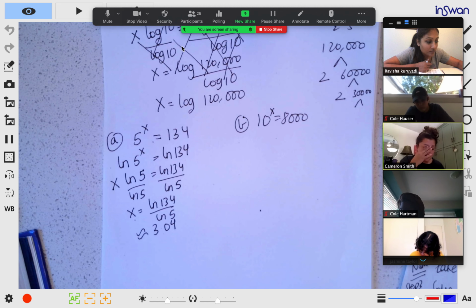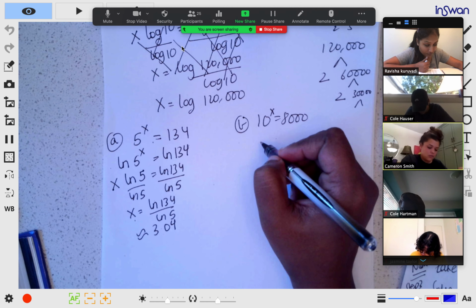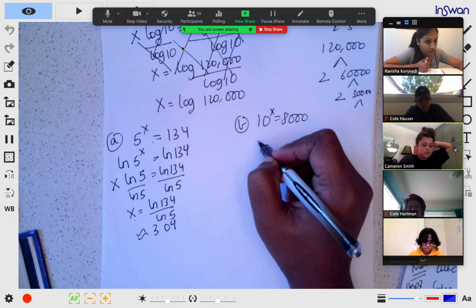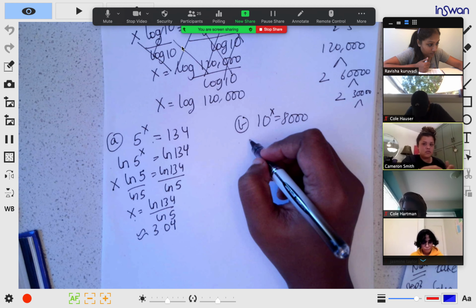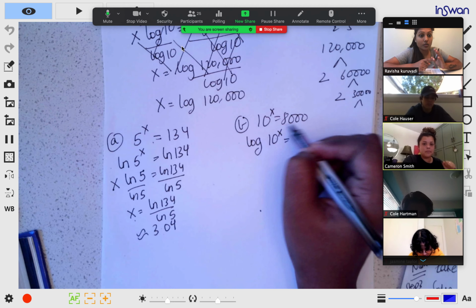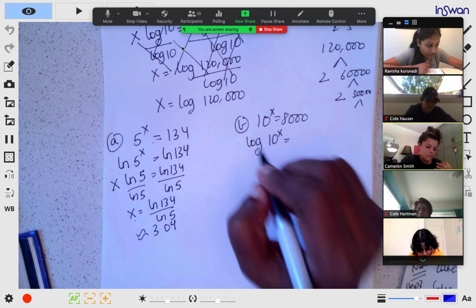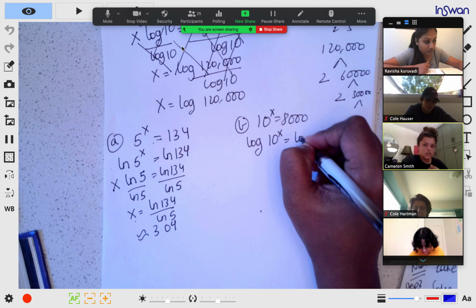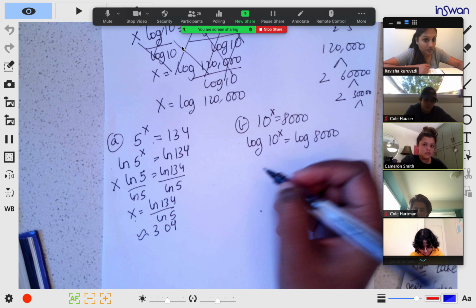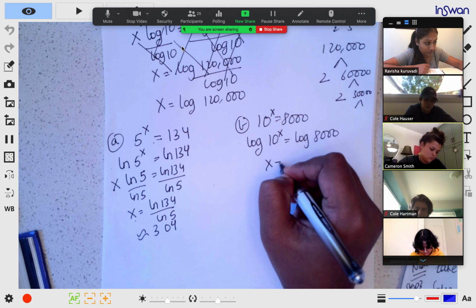Okay, so since it's 10 to the x equals 8,000, the exponential is already separated, so we don't have to worry about that. Then you take the log of both sides because it's 10, just 10, not 8,000. You will take log if you see 10, 100, 1,000. Then it's log 10 to the x, equals log 8,000, and x would equal log 8,000.